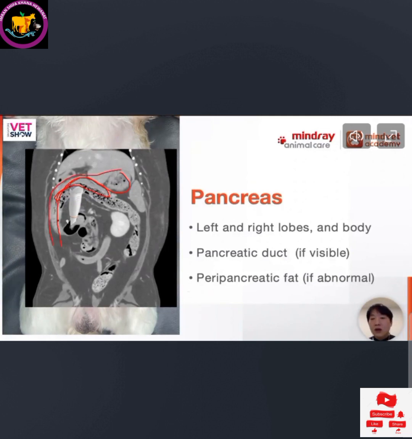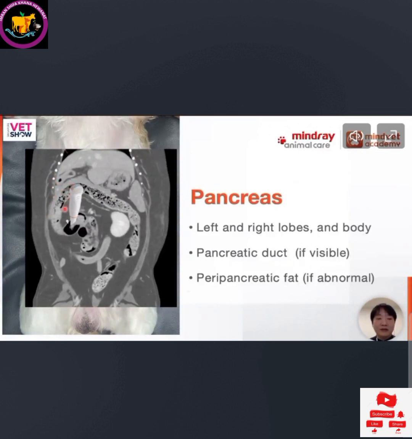It is located along the greater curvature of the stomach and the mesenteric border of the descending duodenum. Normally, the left limb of the pancreas is easily seen in cats, whereas the right limb is easily seen in dogs. The left limb of the pancreas is located between the stomach and transverse colon and the splenoportal vein. The right limb is located between the descending duodenum and the right kidney.